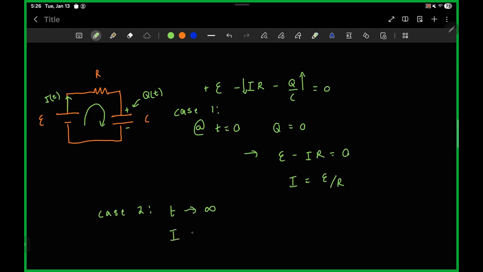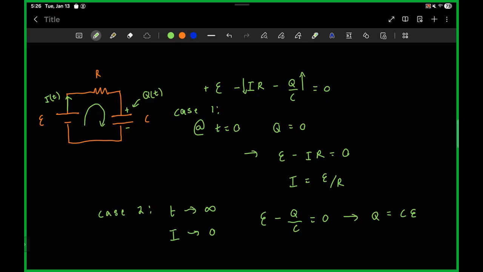Thinking through it, that means that eventually we reach a state in which I reaches 0. We'll prove this quite shortly. But as t goes to infinity, I goes to 0. And therefore, we are left with epsilon minus Q over C equals 0. And we can figure out the final charge on our capacitor. Q is equal to C epsilon.